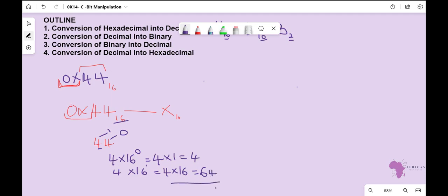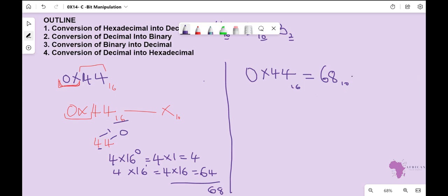So when you get the total, it is 68. That is enough to tell us that what we have here as 0x44 is equal to 68 in base 10. This is base 16. And that is how we have converted it. So at that point, we have converted a hexadecimal number into a decimal number.